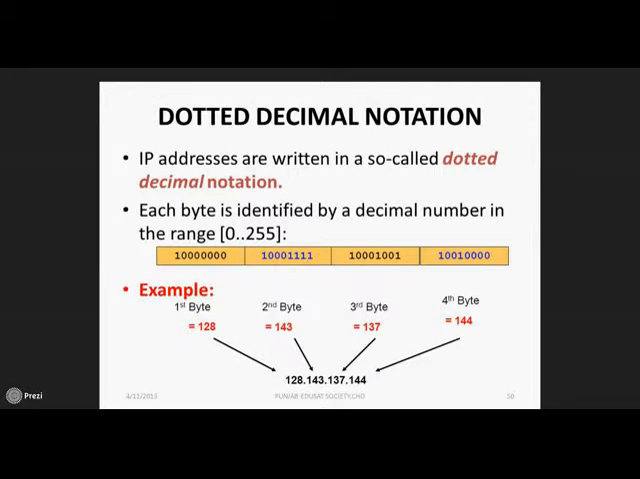IP version 4 address numeric values are encountered in computer technology and are displayed in decimal form, not binary. This form is referred to as dotted decimal notation. So each of the binary numbers is converted to decimal before we actually write it out. So a dotted decimal number would be something like 128.143.137.144.